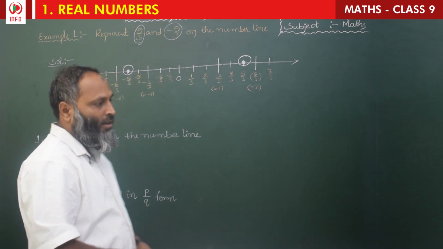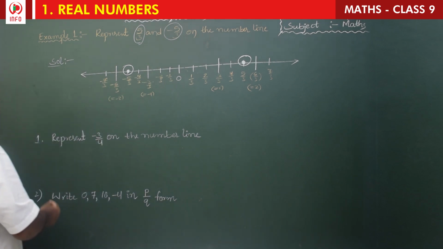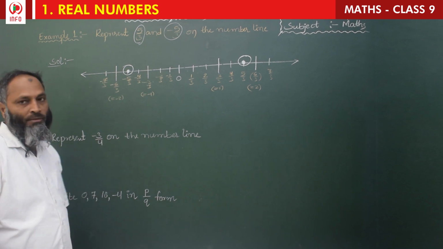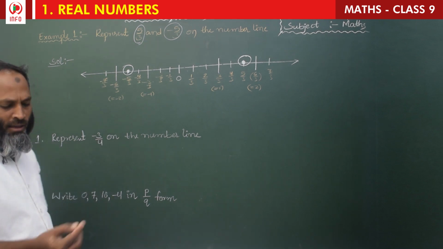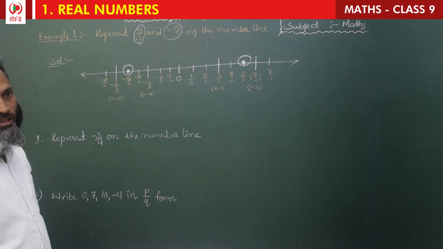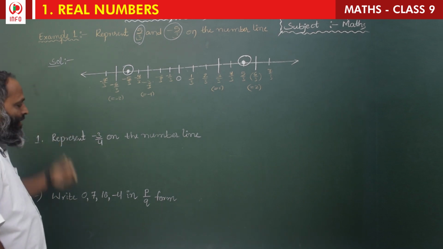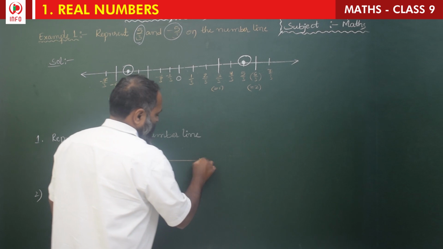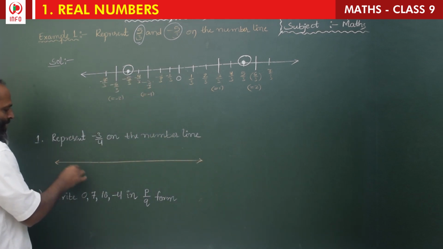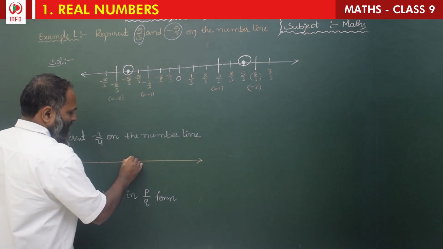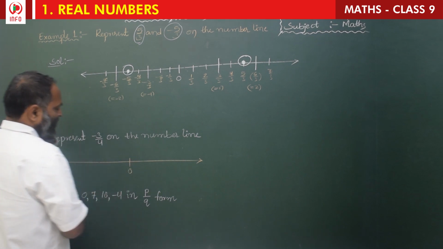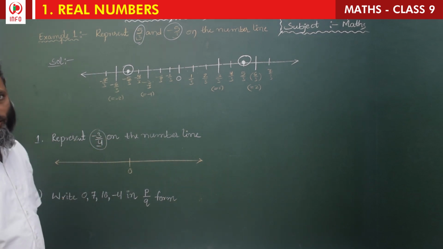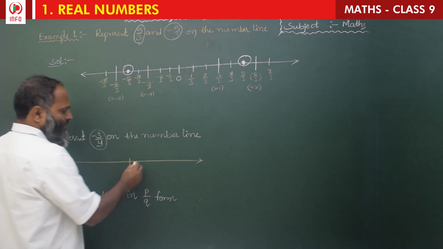Okay. Now, in the do-this activity, what is the question given? Represent minus 3 by 4 on the number line, plus 3 by 4 we already did. Here he is asking minus 3 by 4. So, first we should draw a number line. In the middle we should take 0. Then after that, by 4 is there in the denominator. By 4 means we should start from 1 by 4.